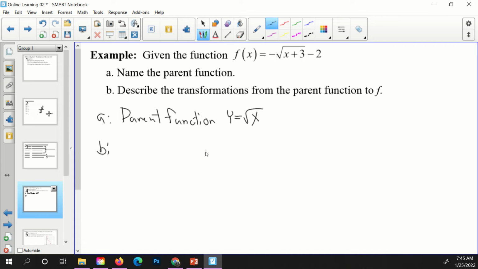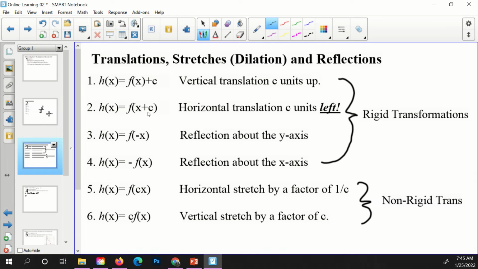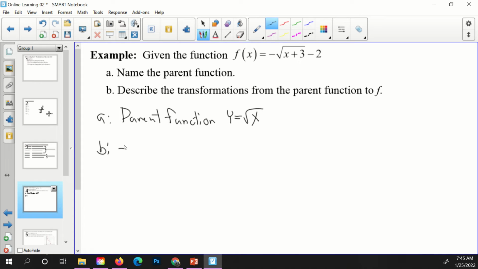So let's say, just as a for instance, I'm going to let x equal 5. So if I plug 5 in for x, the first thing that's going to happen is I'm going to add 3. So when I add 3 to the variable, if we look back here, adding to the variable, that's a translation c units left. So this thing is going to first translate 3 units left. And then after I've calculated that, I get 8. The square root of 8 isn't going to come out nice, but that's okay.